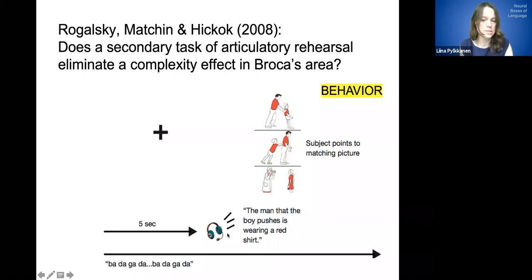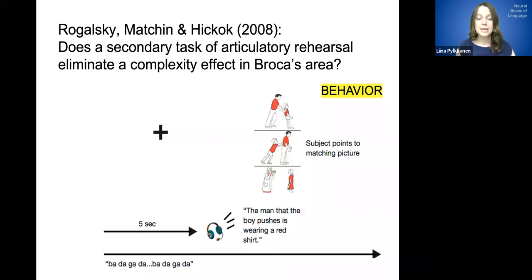The subject is listening to the sentence and then has to indicate which of these pictures is the right match. Okay, so the man that the boy pushes is wearing a red shirt. So it's this middle picture, that's the right match. Okay, so basic idea, pretty clear. But then they have a so-called dual task manipulation. So they're imposing a second task on this basic experimental task.